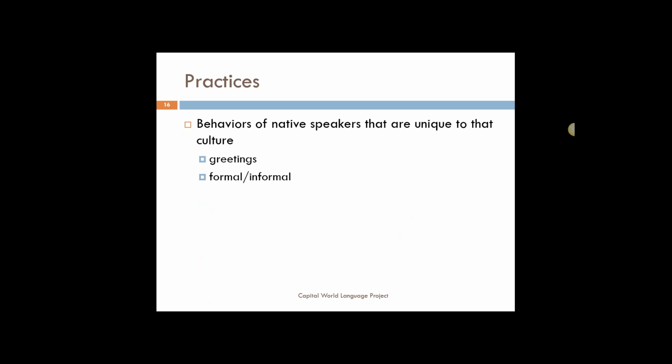Practices are exactly what you would assume they are, the behaviors of the native speakers of the target culture. Okay. Things like greetings. Is there a particular way that they do greetings? Is there a concept of formal and informal language, for example? The idea of, do you bring a gift to the hostess of the dinner or do you not bring a gift?